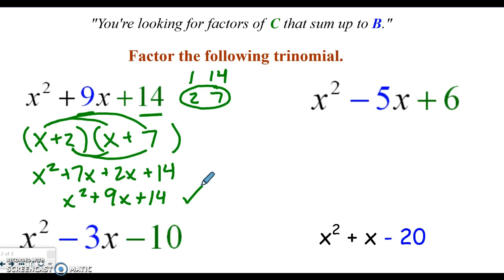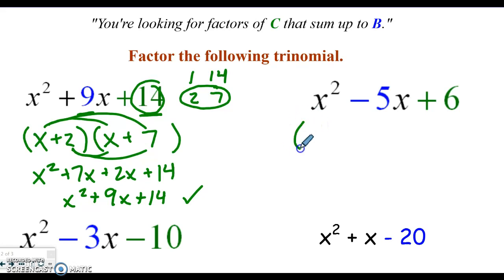Again, you're looking for numbers that add to give you 9 and multiply to give you 14. The first thing you want to start with is look at this number and start thinking of factors of that number. Numbers that multiply to give you that number and also add to give you the middle number. Right? So now we're going to jump down to x squared minus 5x plus 6.